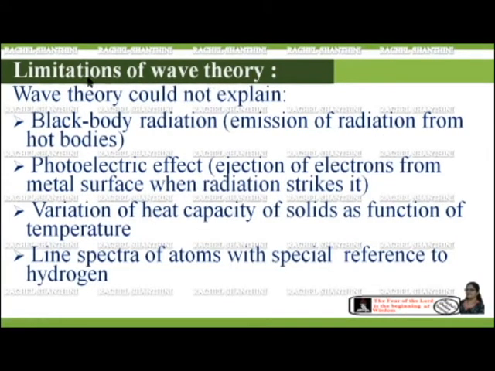Limitations of wave theory. Though the wave theory could explain the phenomena of interference and diffraction, it failed to explain the following phenomena. That is black body radiation, emission of radiation from hot bodies. Then photoelectric effect, that is the ejection of electrons from a metal surface when radiation strikes it. Then variation of heat capacity of solids as a function of temperature, and line spectra of atoms with special reference to hydrogen. Now let us study the phenomena of black body radiation and photoelectric effect in detail.